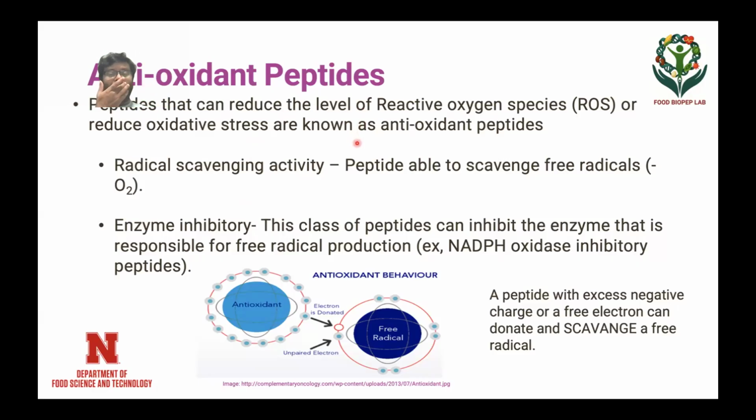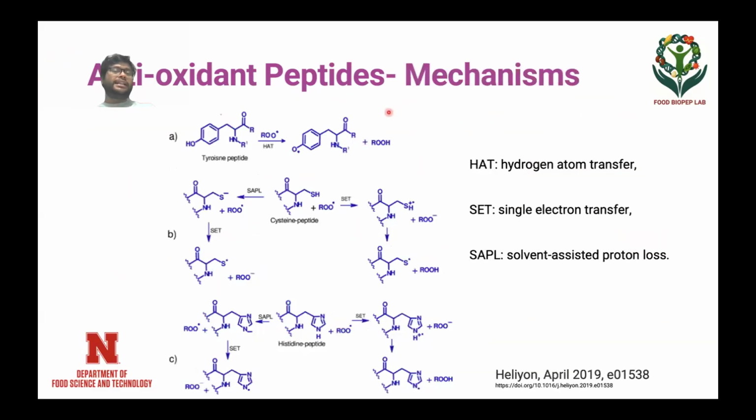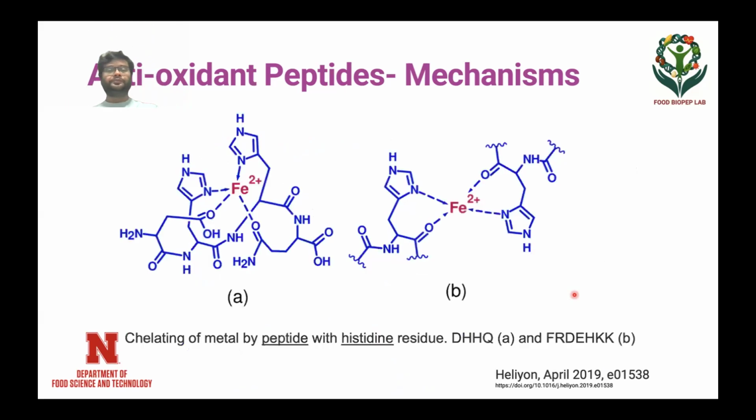And it can also enhance the expression of enzymes, say catalase, which can break down H2O2 to water and oxygen. So these are the three different mechanisms. It could be a hydrogen atom transfer mechanism, single electron transfer mechanism, and solvent-assisted proton loss. So these are the three different mechanisms where antioxidant peptides exhibit their biological effect.